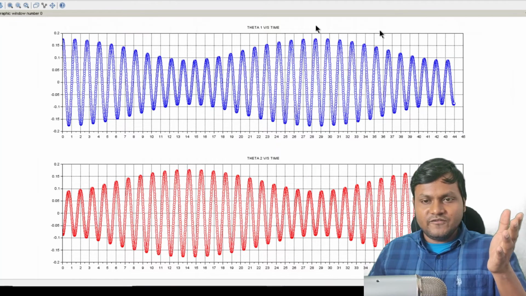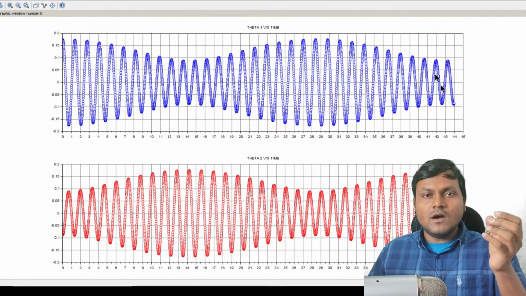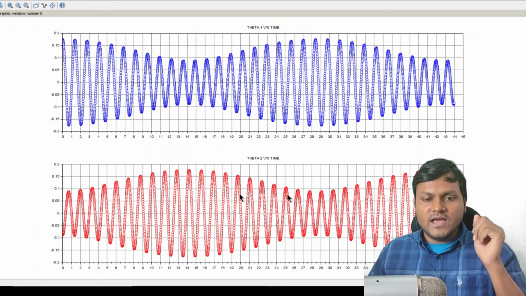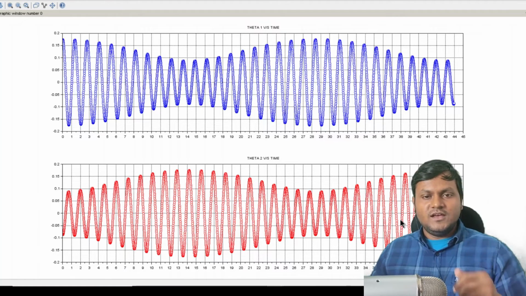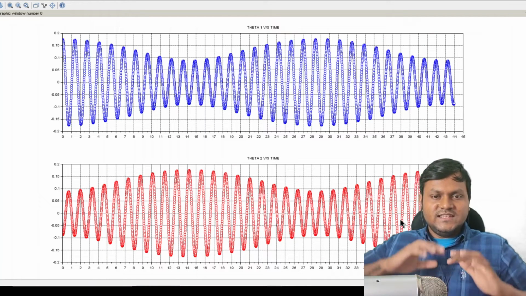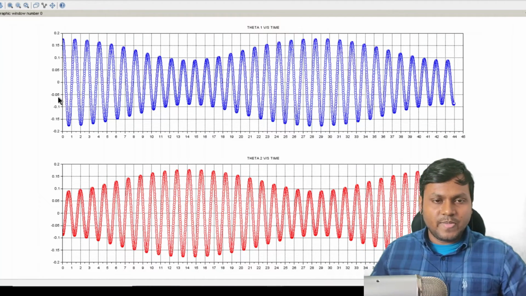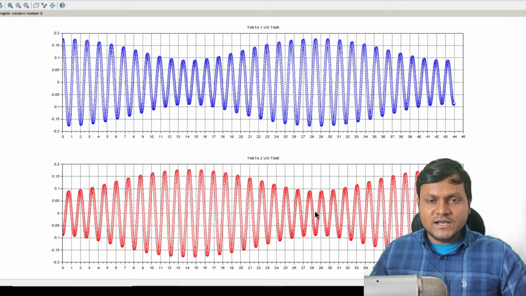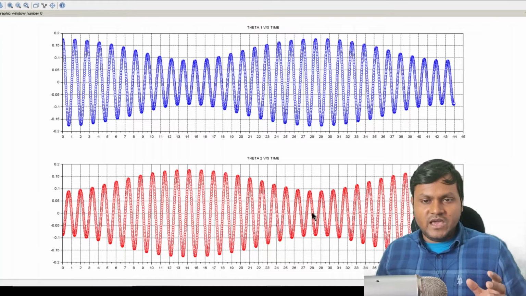The first graph represents theta 1, the angular displacement of the first mass with respect to time, and the second graph represents theta 2, the angular displacement of the second mass with respect to time. Of course, you can see a lot of oscillations. You can also see that the amplitude of the oscillations is varying. When the amplitude of the first mass decreases, the amplitude of the second mass keeps on increasing. This is a very interesting kind of behavior.